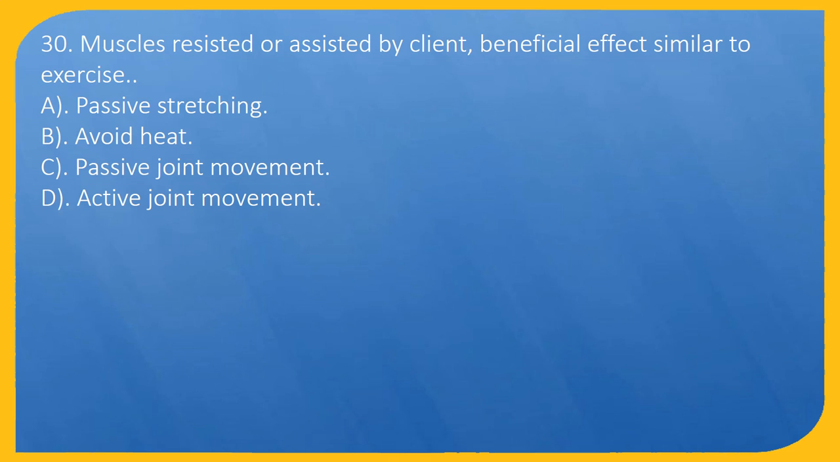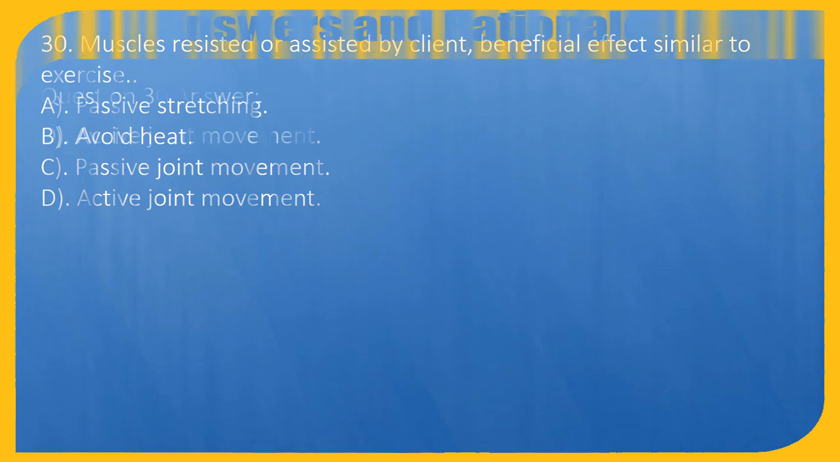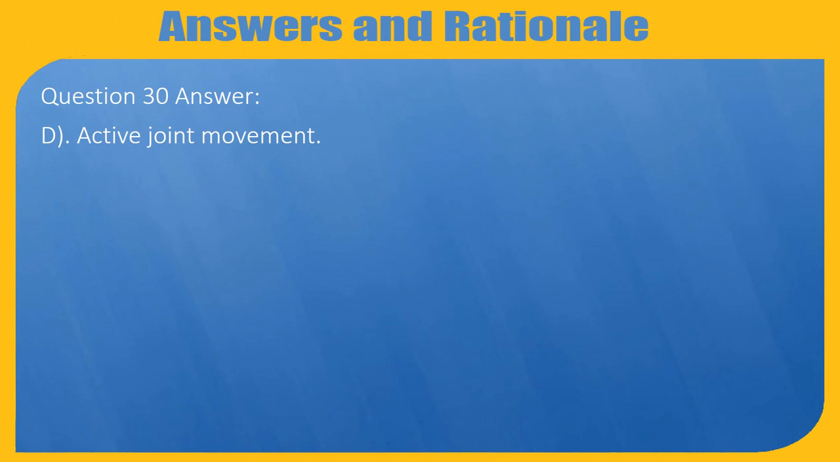Question 30. Muscles resisted or assisted by client. Beneficial effect similar to exercise. A. Passive stretching. B. Avoid heat. C. Passive joint movement. D. Active joint movement. Question 30. Answer D. Active joint movement.